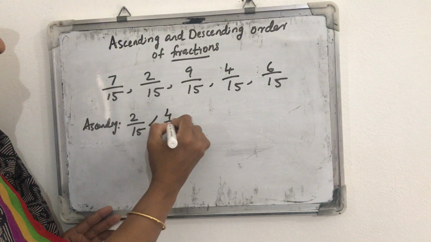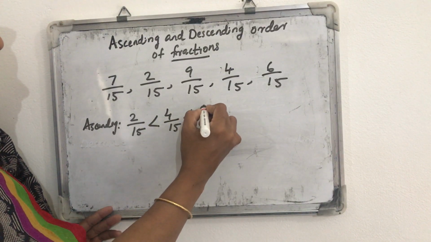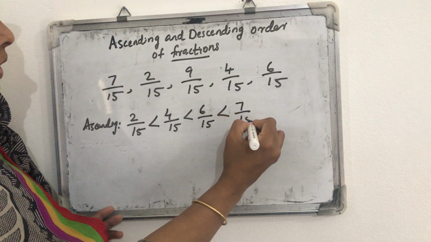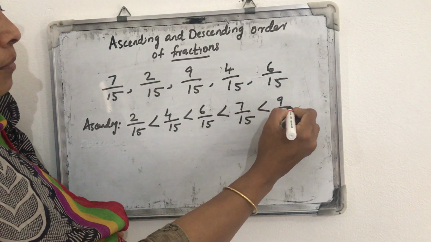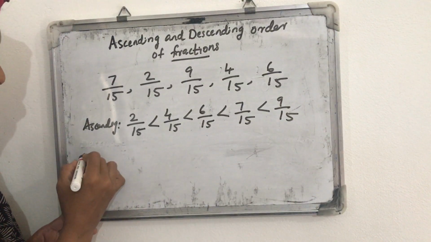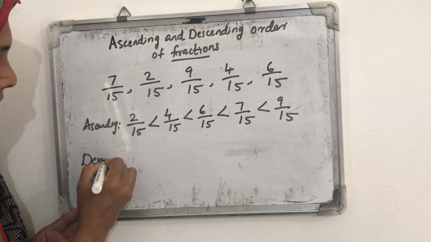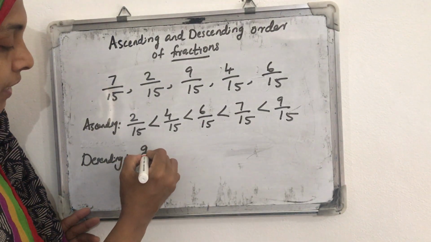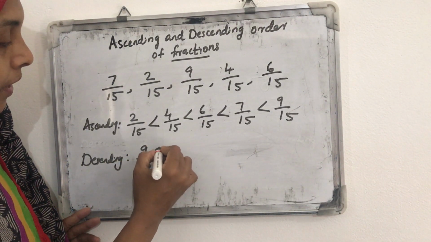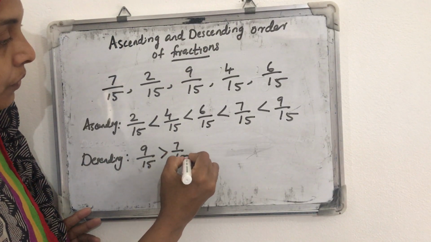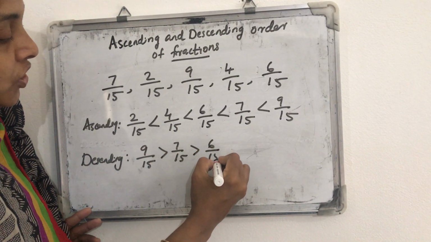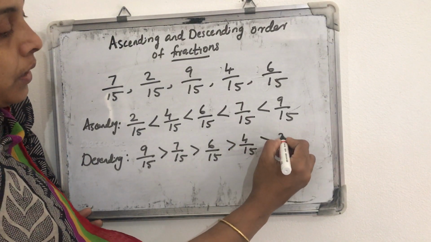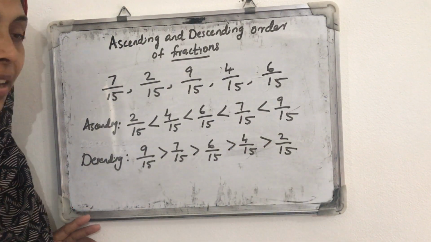So 2 by 15 is less than 4 by 15, less than 6 by 15, less than 7 by 15, less than 9 by 15. Okay. Then descending order. How can we write in descending order? First we write the biggest fraction: 9 by 15 greater than 7 by 15 greater than 6 by 15 greater than 4 by 15 greater than 2 by 15.